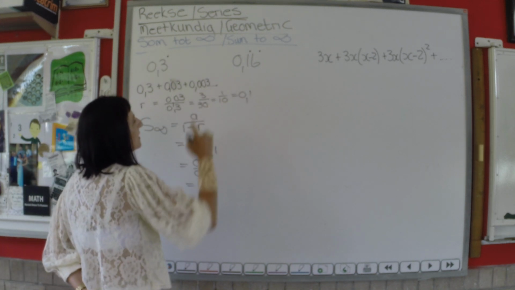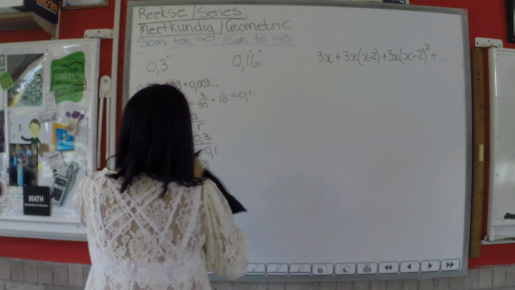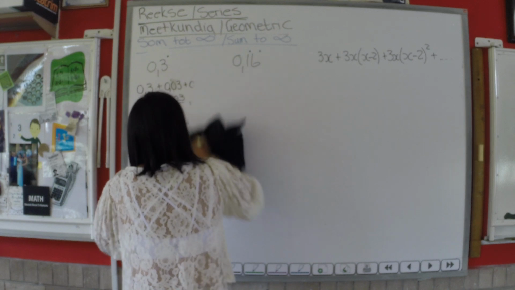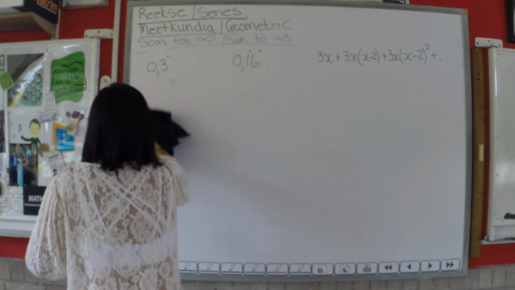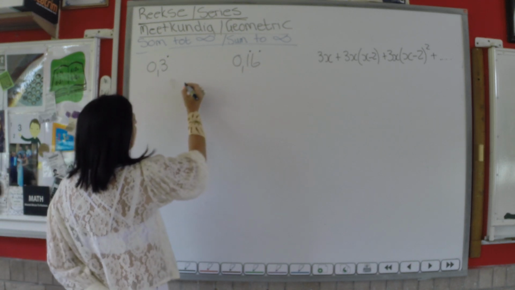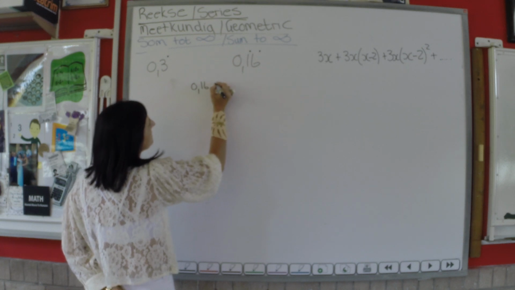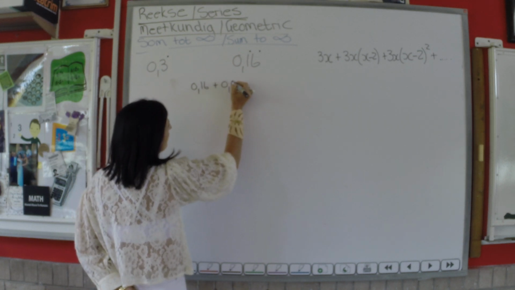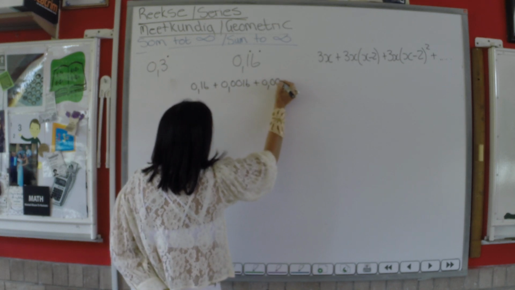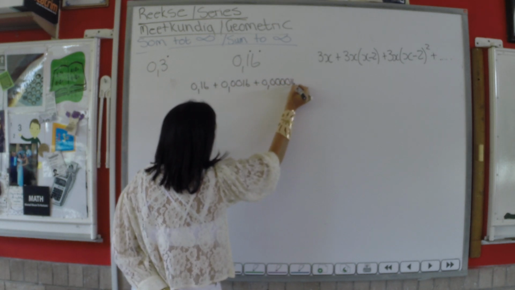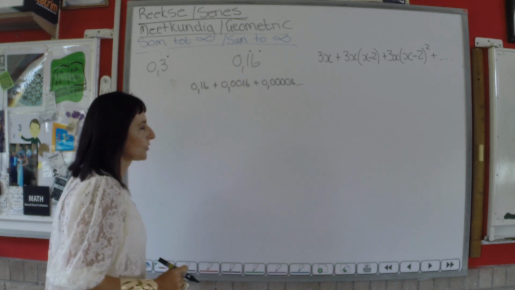Let's do exactly the same over here. Let's write that recurring fraction as a sum to infinity. Goed, ons maak spasie hier. Okay, so if I write this, it's going to be 0,16 plus 0,0016 plus 0,000016 and it goes on until infinity. En dan sal dit ons daai waarde gee.